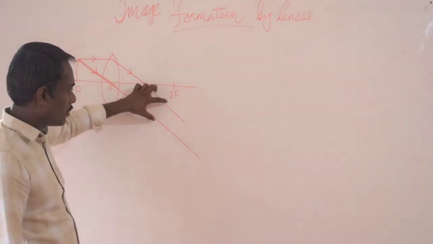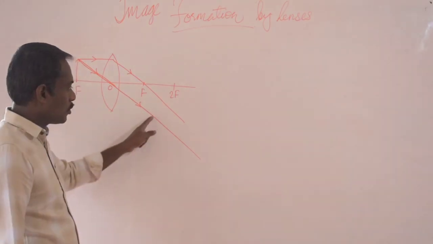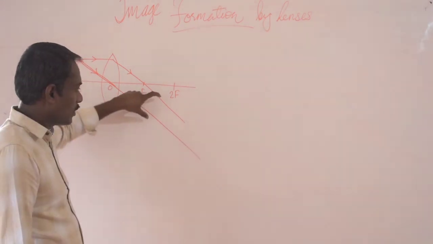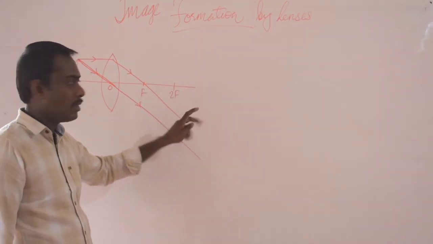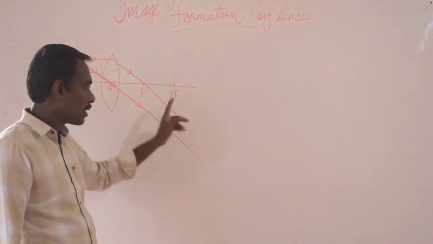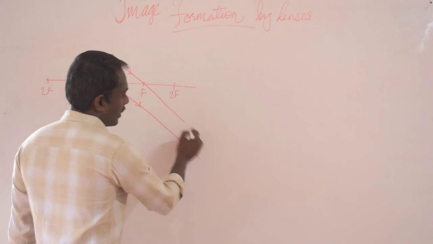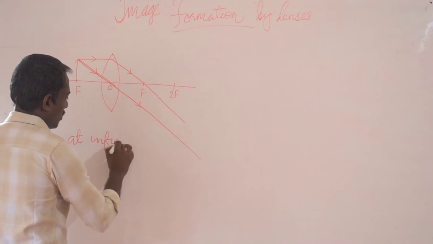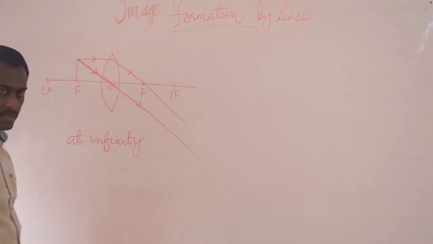Here you can see these two lines are parallel to each other. That means these two lines are never going to intersect at any point. If two rays intersect each other, then that is the point where normally the image is formed. But here these two rays are not going to intersect at any point. Since they are parallel to each other, the image will be formed where? At infinity. Okay. So where is the position of the image? At infinity.